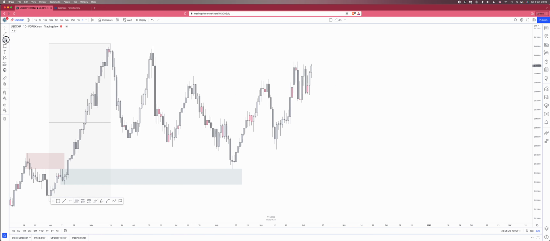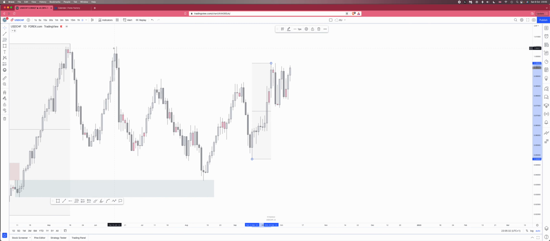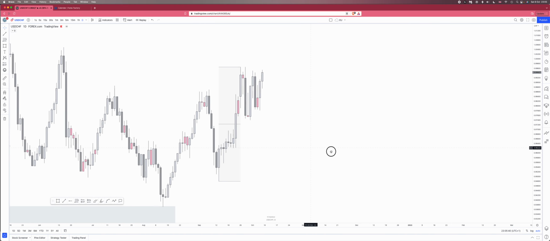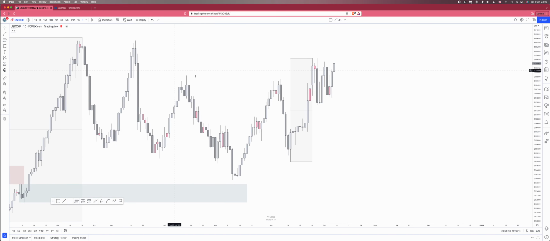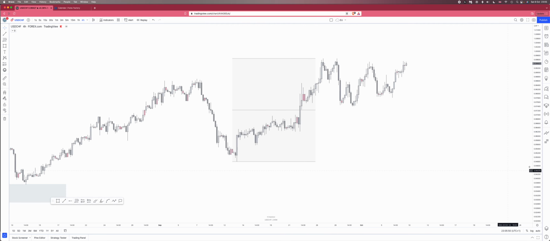Here we have broken structure to the upside, but keep in mind this high is still being protected because we've broken internal structure to the downside, and this is protected until this high goes. So within this leg, I would say there's nothing really on the daily except for this and then the extreme, but let's refine it on the 4 hour if we can.